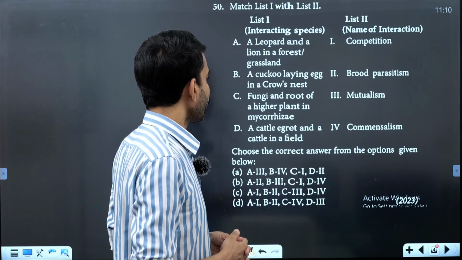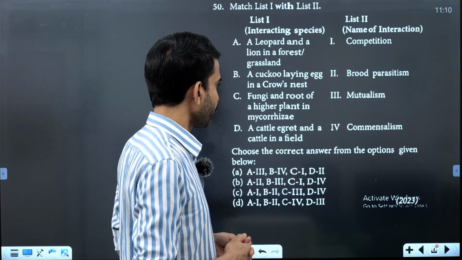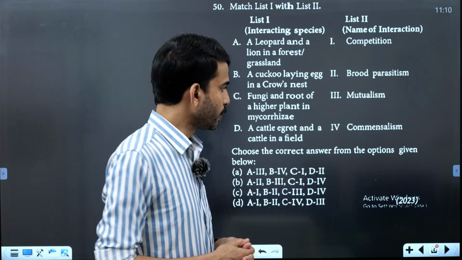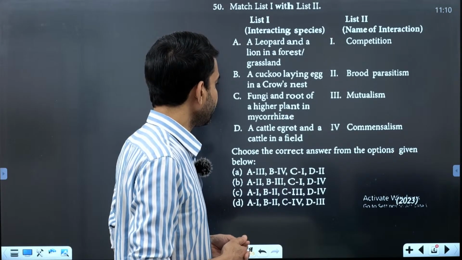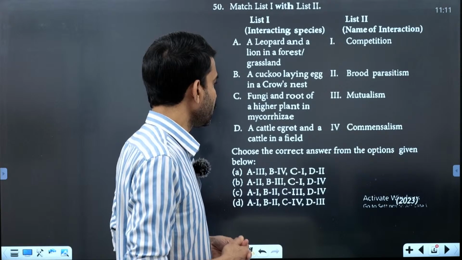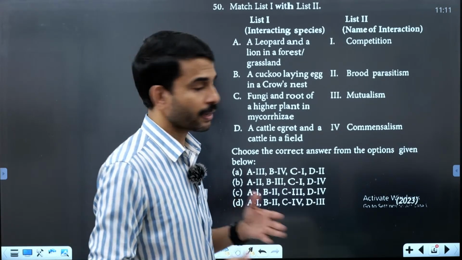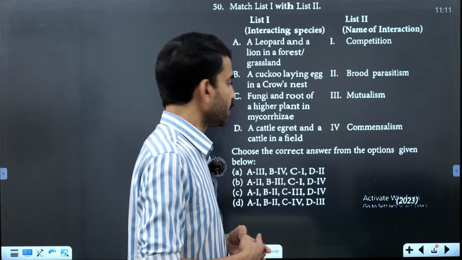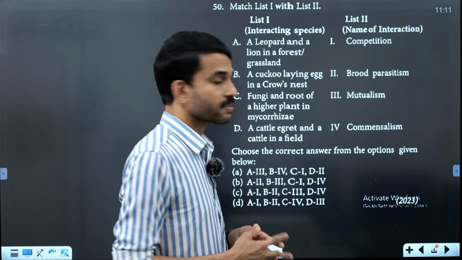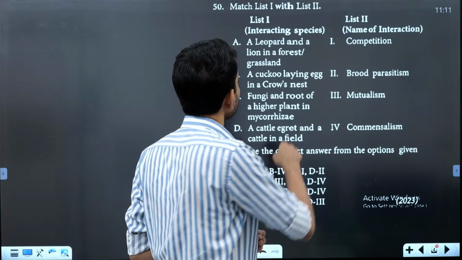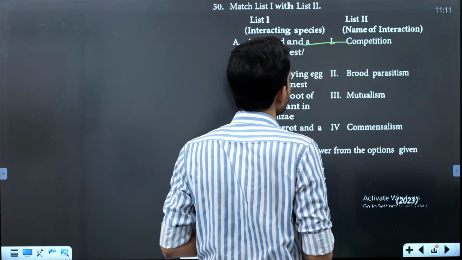We have fungi and root of a higher plant in mycorrhizae. That is what we call mutualism. You remember it, mutualism. Then we have a cattle egret and a cattle in a field. Sure, it indicates commensalism, right? It's a type of interaction here. Cattle egret will be benefited, whereas the cattle have some neutral effect. So we'll connect leopard and lion with competition itself.